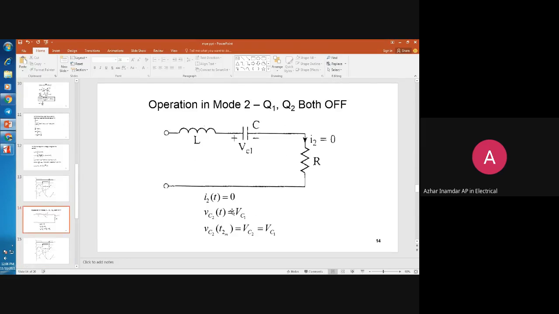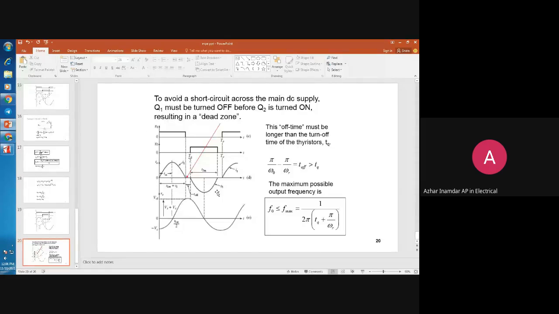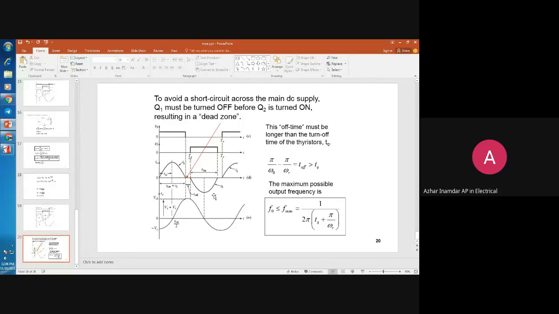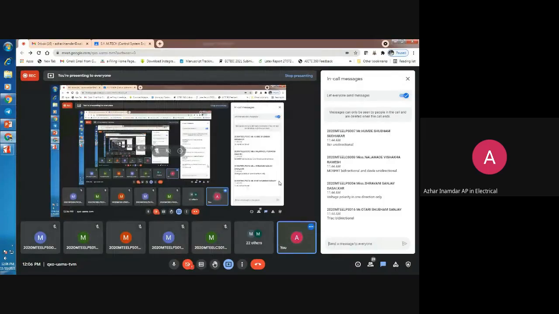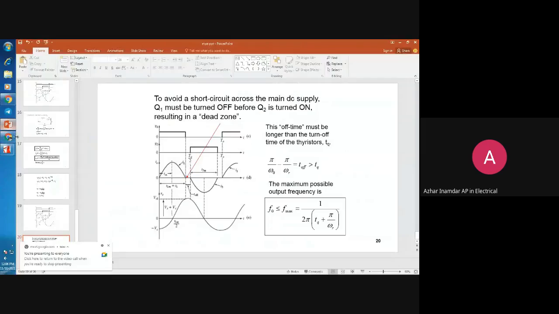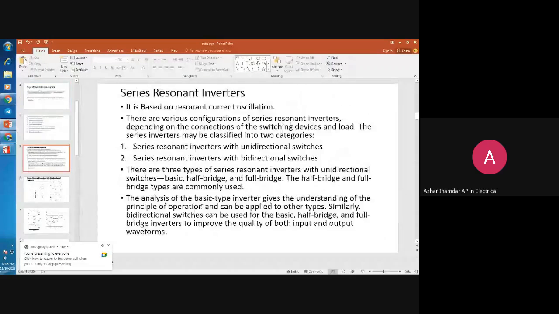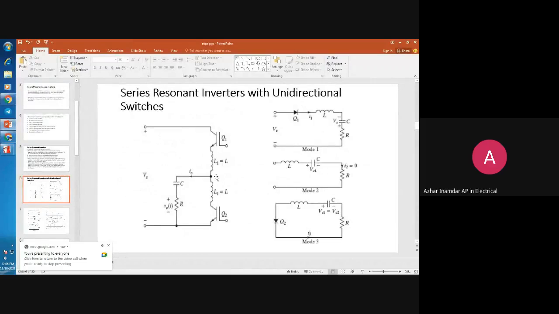Today we have seen the basic series inverter, the three modes of operation, the dead zone, and also the disadvantages and drawbacks of this series resonant inverter. I hope you have understood the basic concept, and in the next lecture we are going to study the parallel resonant inverter. Today we have studied with unidirectional switches. In the next lecture we are going to study with bidirectional switches, by using an IGBT and diode across it.